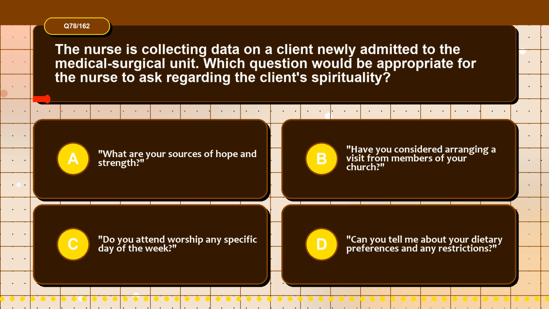Question 78. The nurse is collecting data on a client newly admitted to the medical surgical unit. Which question would be appropriate for the nurse to ask regarding the client's spirituality? Here are the options. Option A. What are your sources of hope and strength? Option B. Have you considered arranging a visit from members of your church? Option C. Do you attend worship any specific day of the week? Option D. Can you tell me about your dietary preferences and any restrictions?